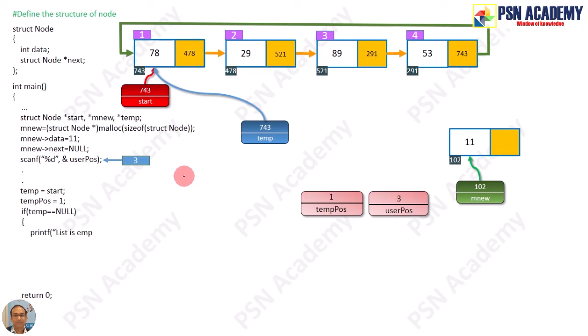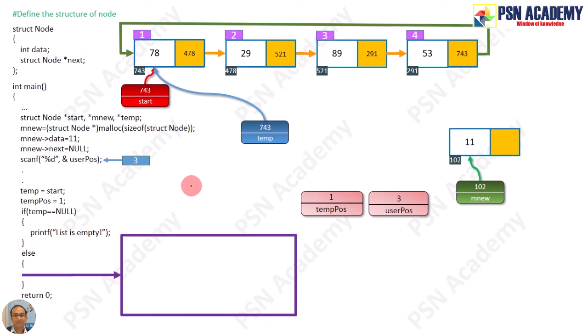So this is a check as usual that if temp is null, then the list is empty, and if temp is not null, then we deal with the situation like this. We run a while loop where we give this condition that temp pose is not equal to user pose minus 1. Now our plan is to take the temp to that node which is one node behind the user position node.